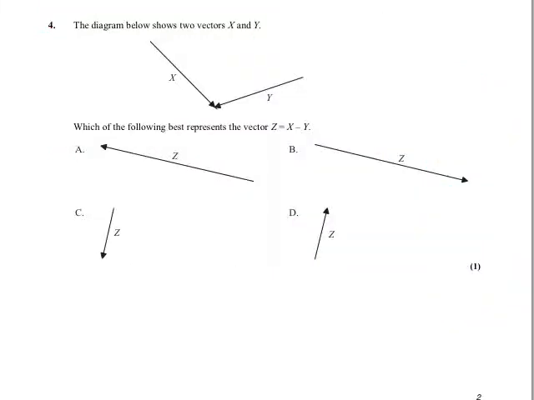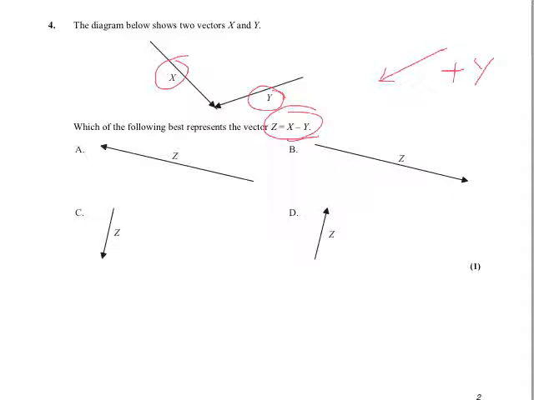Question number 4. This is a simple vector subtraction. So we have x and we have y. Which diagram best represents x minus y? So let's have a look at y. Y is normally in this direction, and so this diagram would represent plus y.